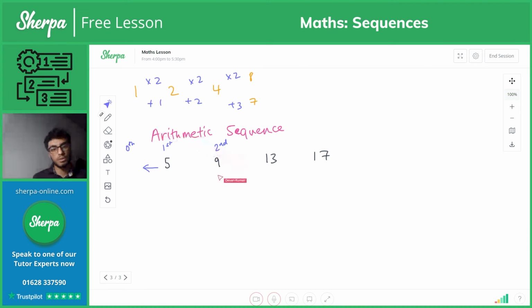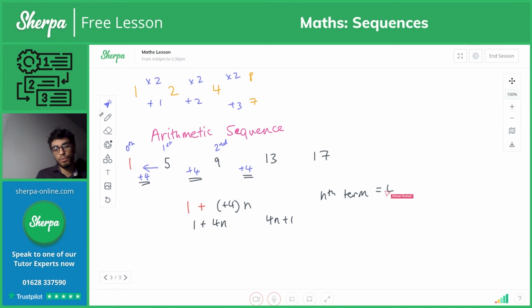So let's think about what's going on here. Well, from 5 to 9, we're adding 4. From 9 to 13, we're adding 4. So logically speaking, the zeroth term plus 4 is 5. So I hope you can see that the zeroth term must be 1, because we're adding 4 each time. So we're going to keep this 1. And then we're going to say add. And what's this difference every time? What's the common difference? We call this plus 4 the common difference. So we're going to have plus 4 in brackets, which is our common difference, times n. And that is your nth term. So what is our nth term? It's 1 plus 4 times n. So 1 plus 4n, or 4n plus 1, however you want to write it. So we can say the nth term of this sequence is 4n plus 1.